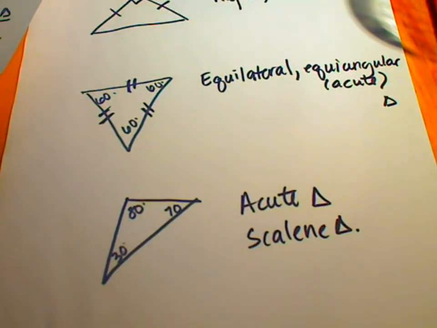So watch out, make sure you know: if you know information about the angles, you say whether it's right, acute, or obtuse. And based on that, sometimes you can get a little bit more information about the sides, if two are congruent, three are congruent, or none of them congruent. So when you classify, make sure you do it carefully based on the angles and also carefully based on the sides.